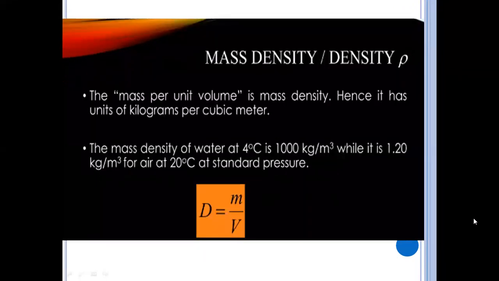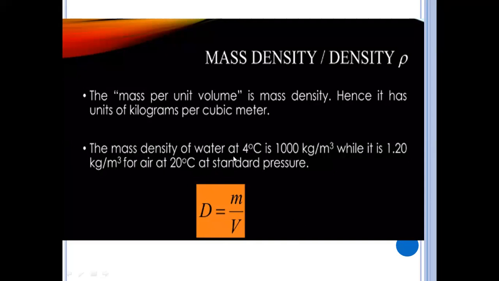The first one is mass density, or density. The symbol denoted for density is rho. In fluid mechanics, if you want to denote density, we denote it by the rho symbol. Density is nothing but your mass per volume. Mass per unit volume is called mass density. Mass is nothing but the weight of the material, and volume is how much quantity can be occupied. So this is the general formula: rho is equal to M divided by V.